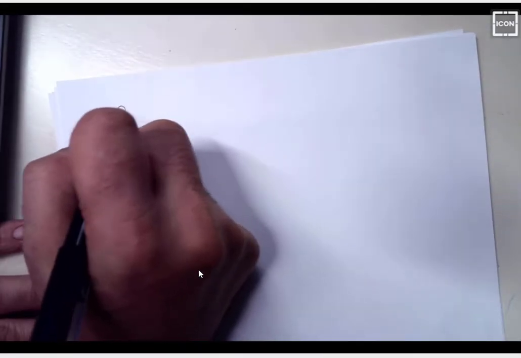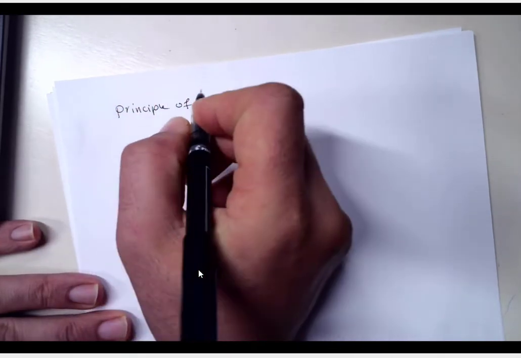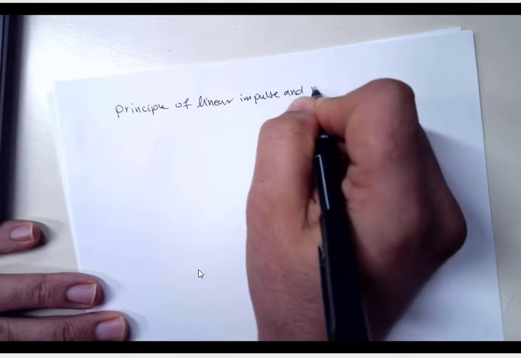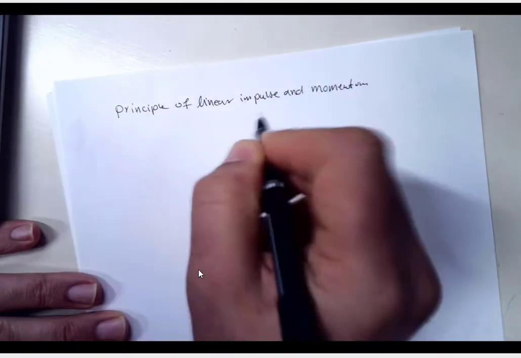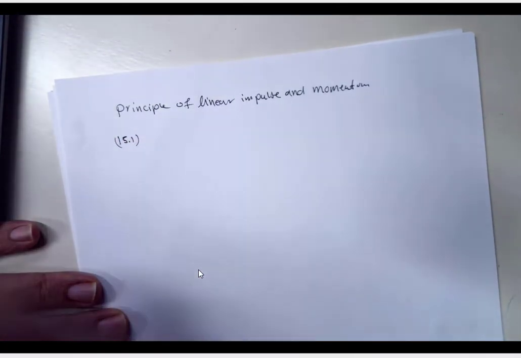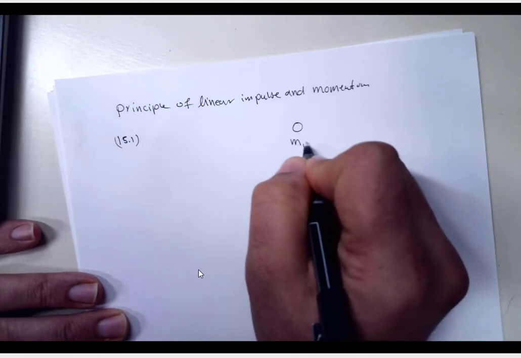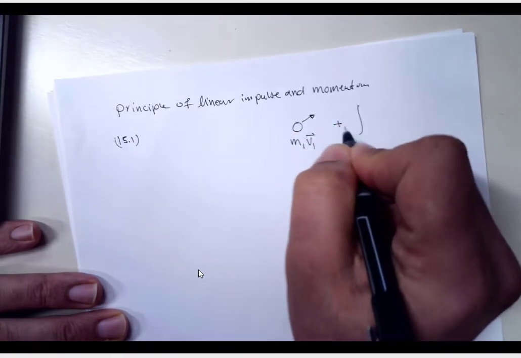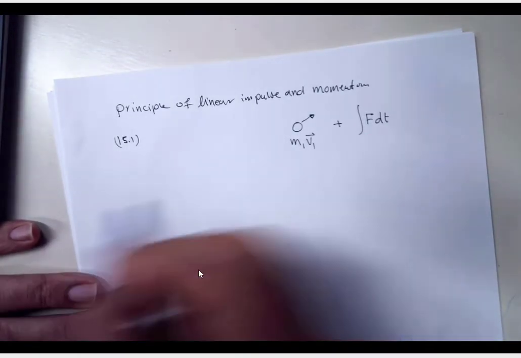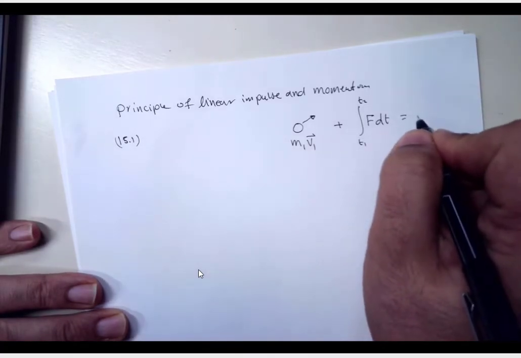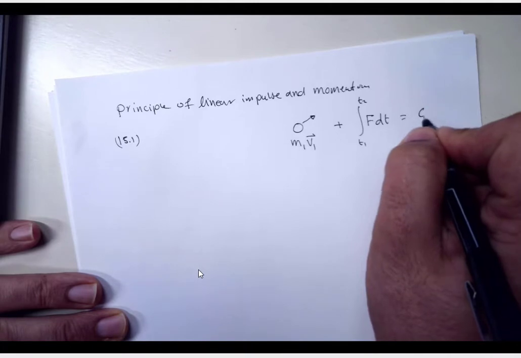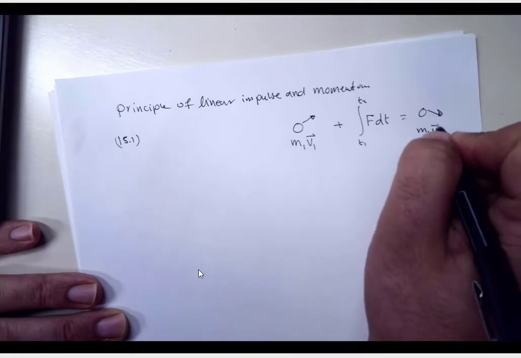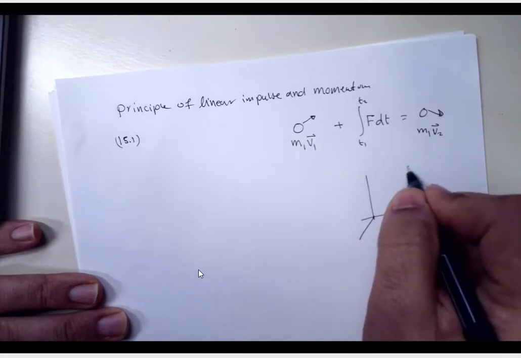Alright, let's talk about the principle of linear impulse and momentum. Now, I know in section 15.1 we said that a particle has mass m and it has a linear velocity, and due to the impulse force from T1 to T2 is going to cause a change, which is, let's say, m1 v2, right?